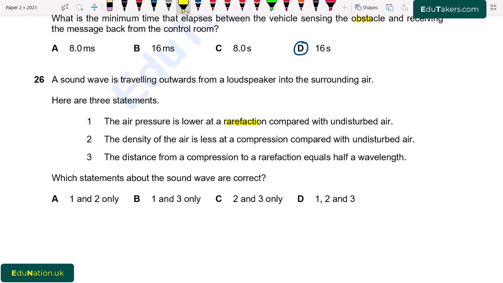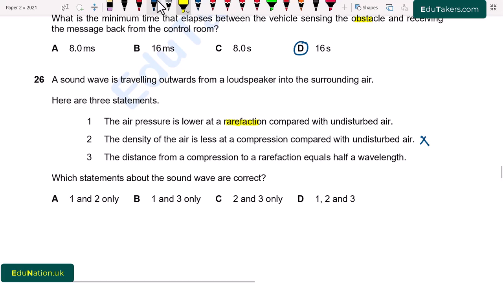Second, the density of the air is less at the compression compared with undisturbed air. So compression is the region where the particles are closer to each other. So at the compressions the density is larger. So this is incorrect. Third, the distance from a compression to a rarefaction is equal to half a wavelength. The distance between two consecutive compressions or rarefactions is basically equal to the wavelength.